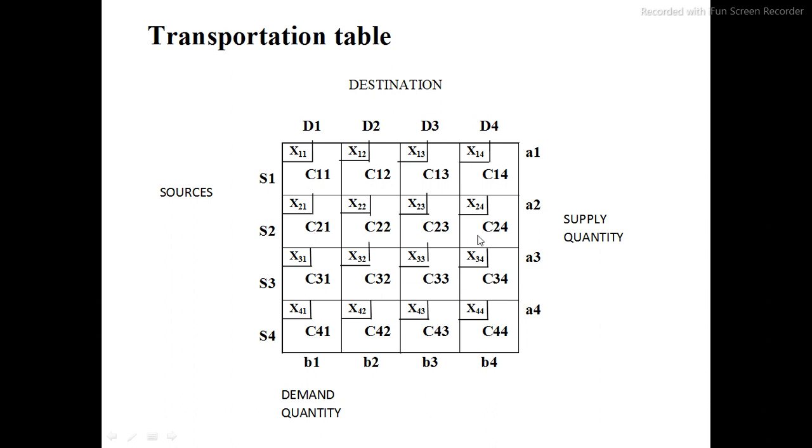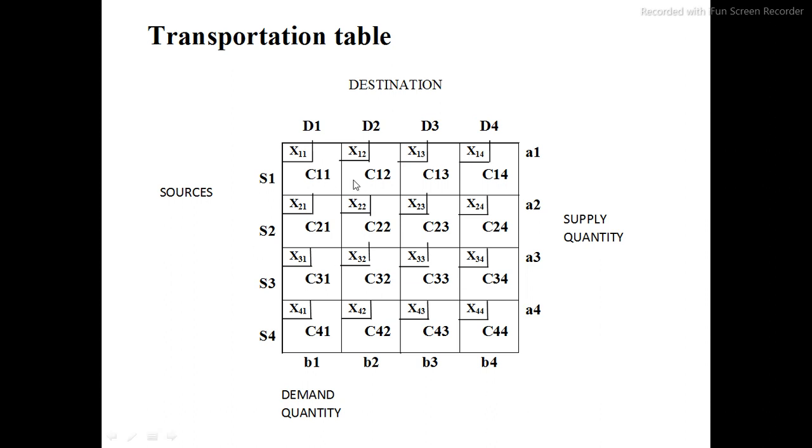you can see S2 is here, D4 is here. What is the cost to transport a single pen from S2 to D4? The cost is C24. Right, friends? This C indicates the cost per unit, that is the cost for a single unit, a single product.